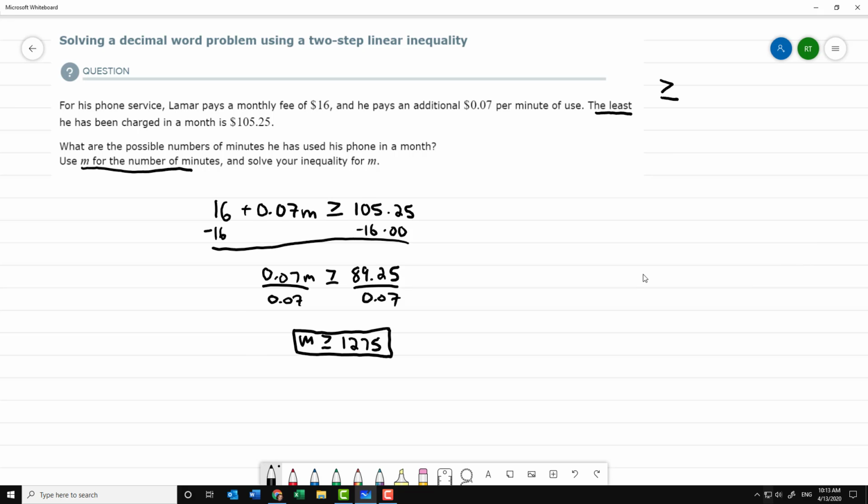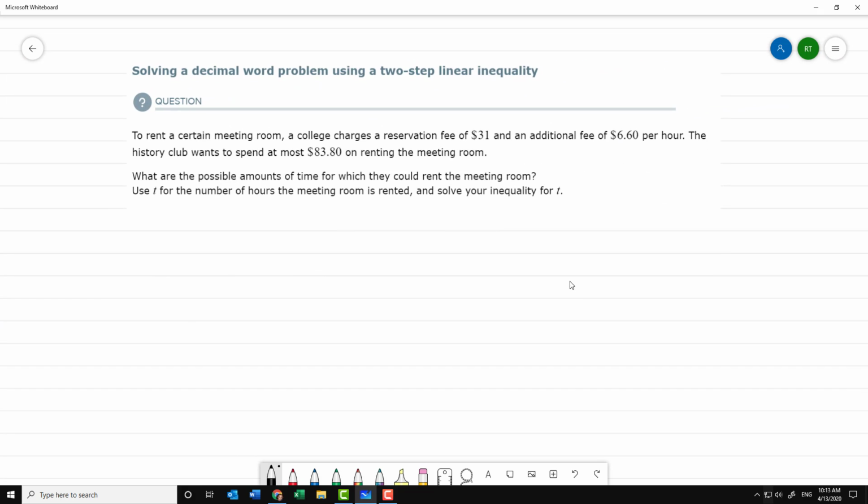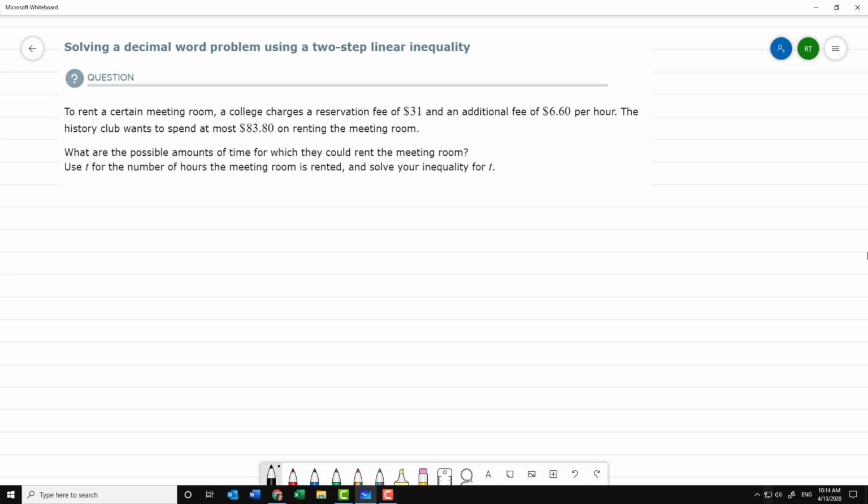Let's look at the next problem. Here it says to rent a meeting room, a college shares a reservation fee of $31 and an additional fee of $6.60 per hour. The history club wants to spend at most $83.80 on a renting room. They want to know what's the possible amounts of time for which they could rent the meeting room. Use T for the number of hours in the meeting room is rented and solve for T.